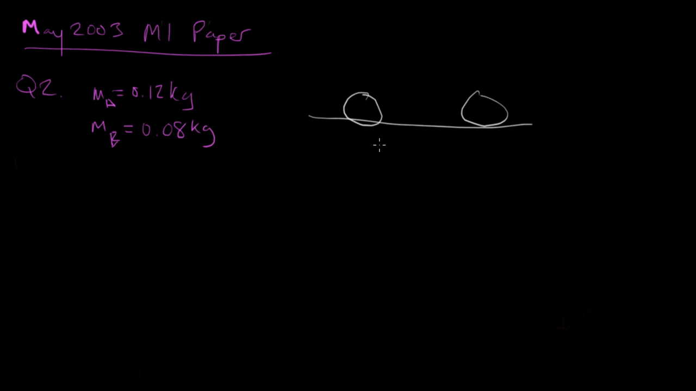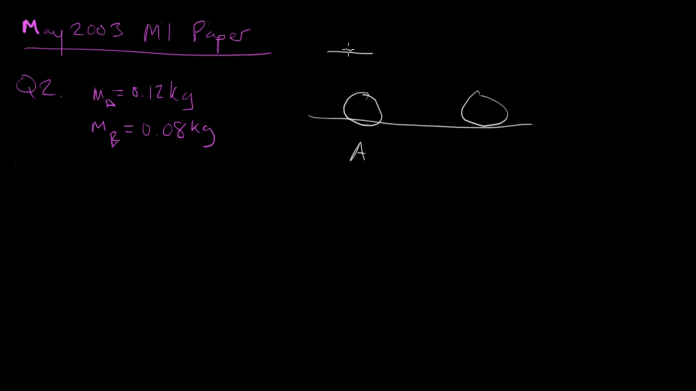So we have 0.12 kilograms and 0.08 kilograms. And these are particles A and B, so instead of 1 and 2, I should really be using A and B. They are initially at rest on a horizontal table. So here's my table, and one of them's there, one of them is there, both at rest. And particle A, I'm going to call this one, is then given an impulse in the direction AB.